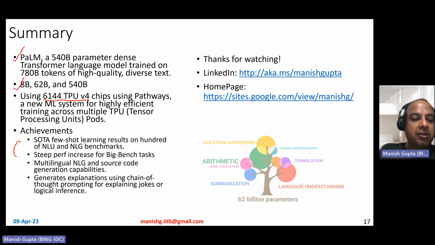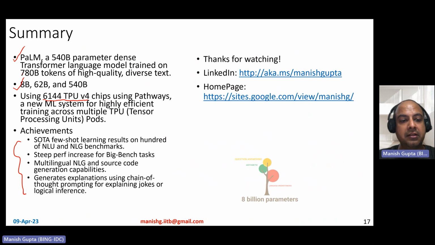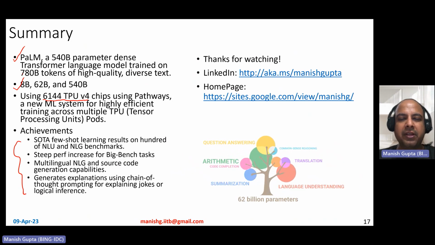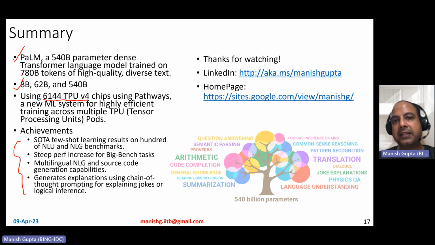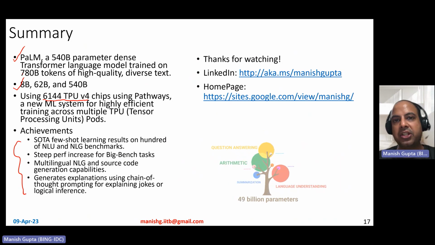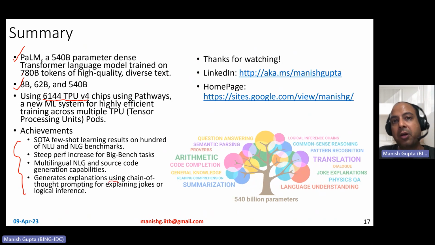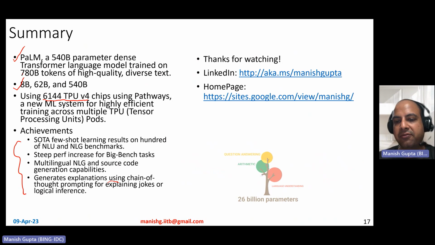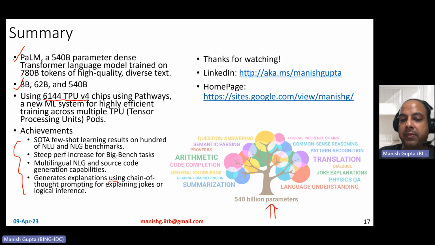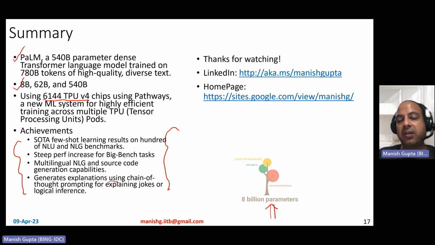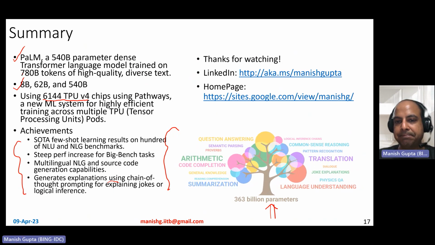The model has been shown to be really awesome at various NLP benchmarks. It produces SOTA few-shot learning results on around 100 NLU and NLG benchmark tasks. It led to a steep performance increase for BIG-bench tasks, does nicely at multilingual NLG, and has source code generation capabilities as well. The most interesting part was that it can generate nice explanations using chain of thought prompting for explaining jokes, logical inferencing, and so on. As you increase the size of the model, you see lots of new, diverse capabilities coming up with respect to different forms of NLP.